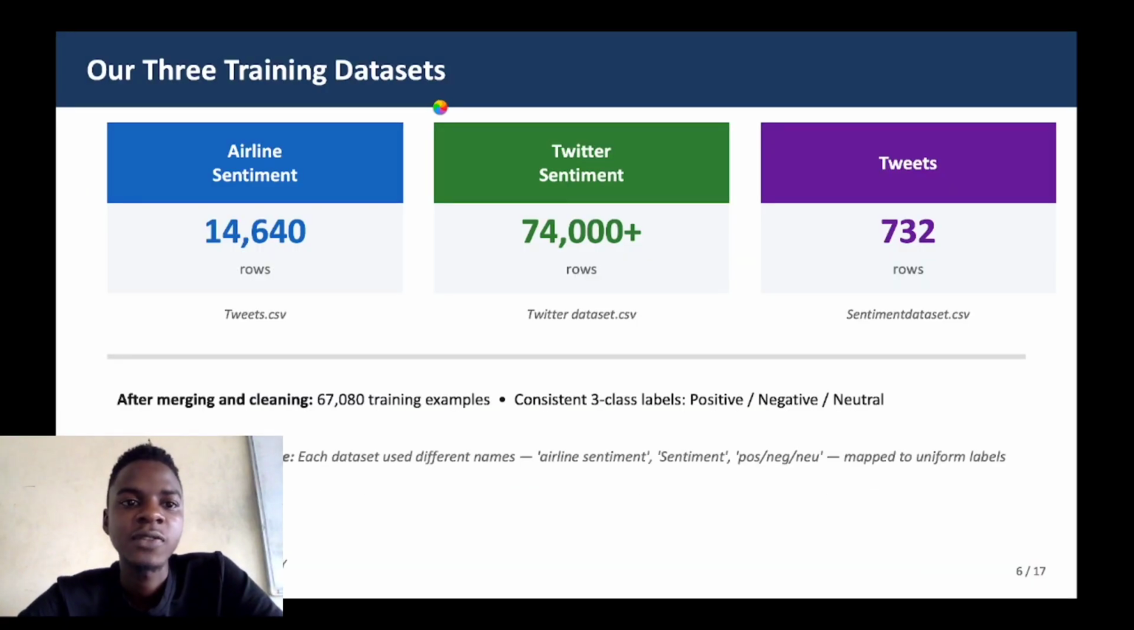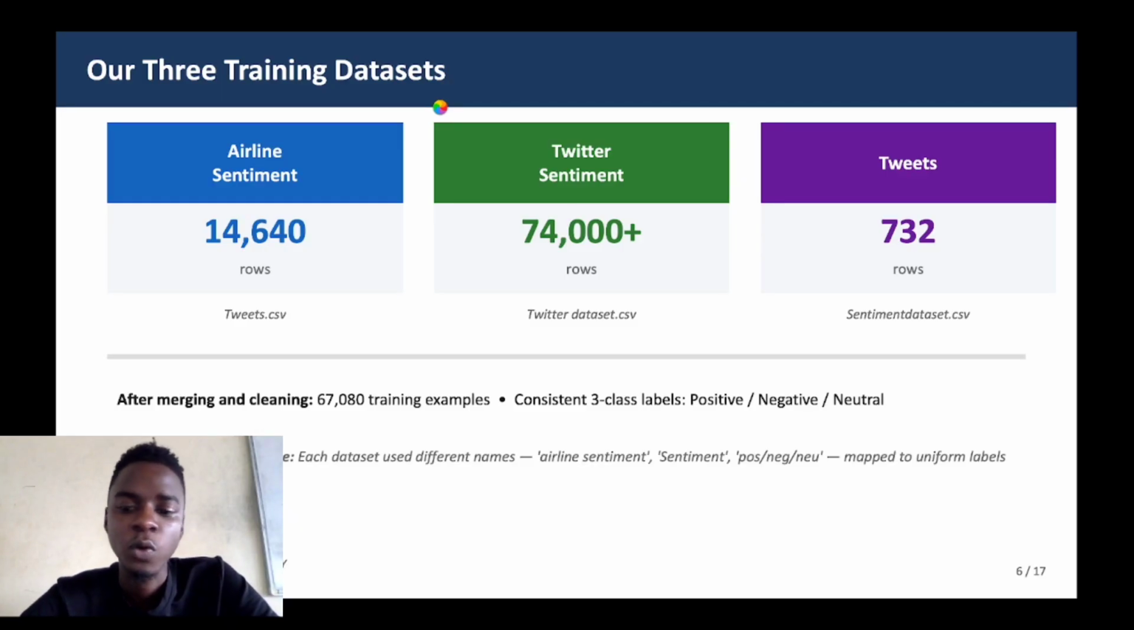My name is Kaswale Taufik Larry, and I'm going to take you through the data and pre-processing part. To begin with, we used three training data sets, that is the airline sentiment, the Twitter sentiment, and the tweets, and these are the number of rows that each data set had. One of the problems was that each data set used different label names, for example the airline sentiment and the sentiment beginning with a capital letter. So there was a label unification challenge. To solve this, we used three consistent class labels, that is positive, negative, and neutral.